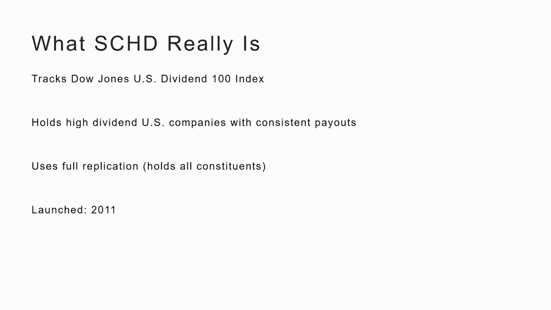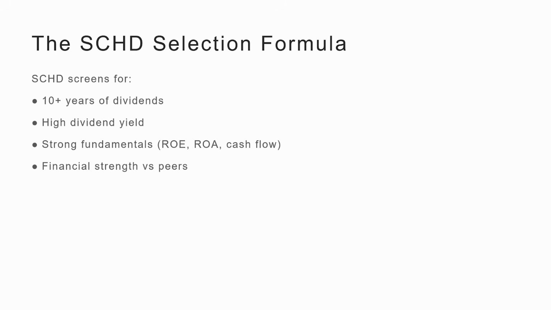And the key characteristics worth highlighting is that it's got full replication. So SCHD owns every stock in the index, no sampling, no shortcuts. It's a quality-first idea and philosophy, with companies that must pass strict tests before they're allowed into the ETF. And of course, dividend consistency. Only firms with long and stable dividend histories qualify for this ETF. So this makes SCHD one of the most transparent, predictable ETFs in the dividend space.